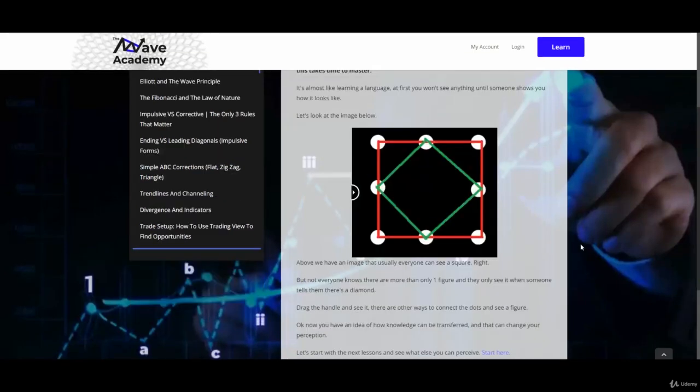Now that you have an idea of how knowledge can be transferred and how that can change your perception, let's start with the next lessons and see what else you can perceive by starting here.